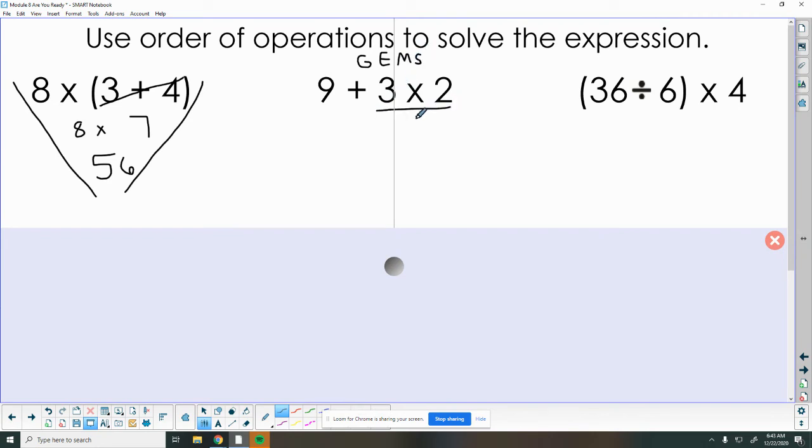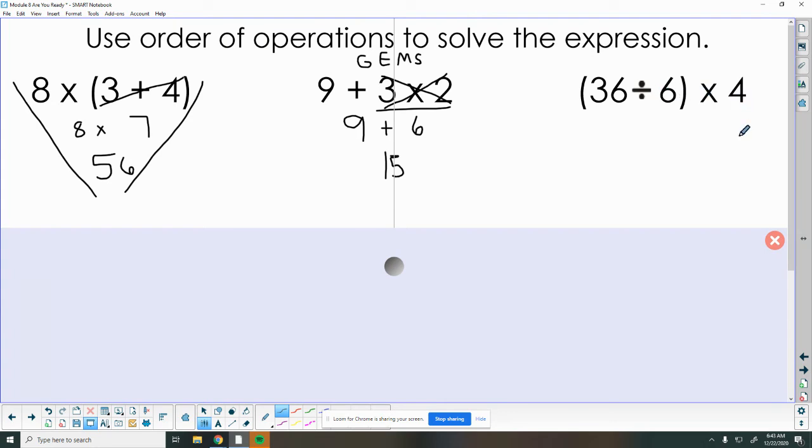So 3 times 2 is 6. So I'm going to cross that off because I've used all of this. That just helps me not accidentally reuse this 3. And then bring down anything I didn't just do. So now we add 9 plus 6 is 15. So I want you to go ahead and try 36 divided by 6 times 4.